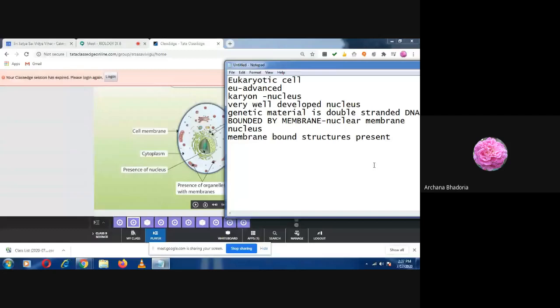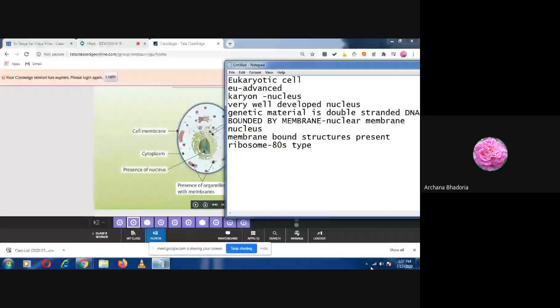And now a very important thing, one more: the ribosome which is there, it is of which type? Ribosome is 80S type. And what type did we find in the prokaryotic cell? 70S type. Yes, okay, but in the eukaryotic cell, the ribosome is 80S type. So this way, now try to see the structure of the eukaryotic cell here.